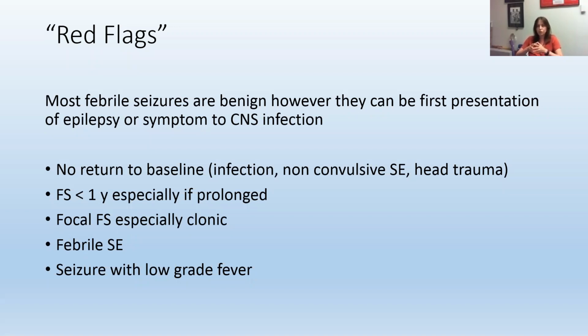If the febrile seizure is in a child who is younger than 1 year of age, and especially if it is prolonged, it might be the first sign of some of the more catastrophic epilepsies. If we have a focal febrile seizure, especially if it's clonic movement of the arm, leg, or face, if you have febrile status epilepticus, or if you have a seizure with low-grade fever, it can be, again, a sign that this is evolving epilepsy and not really a true febrile seizure.